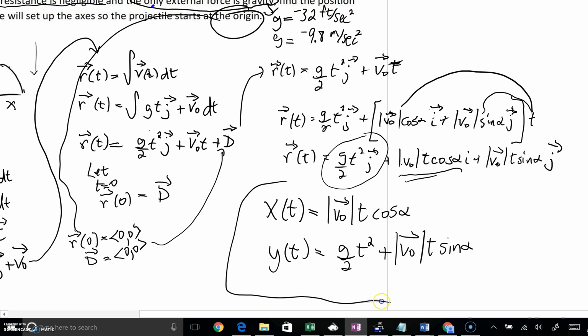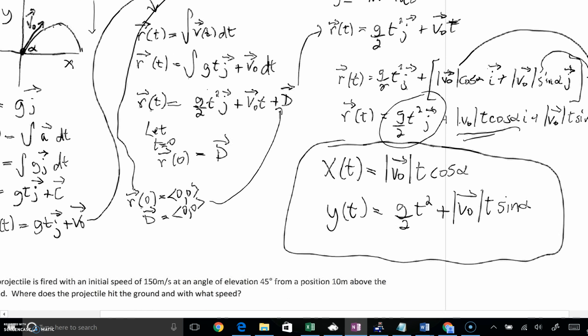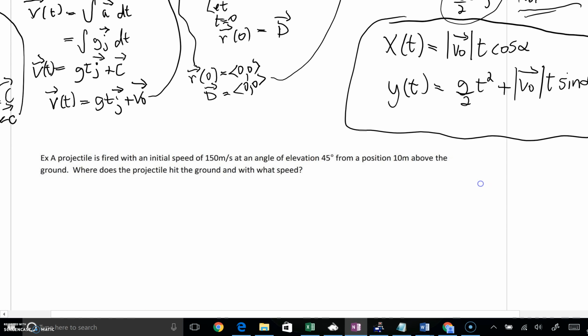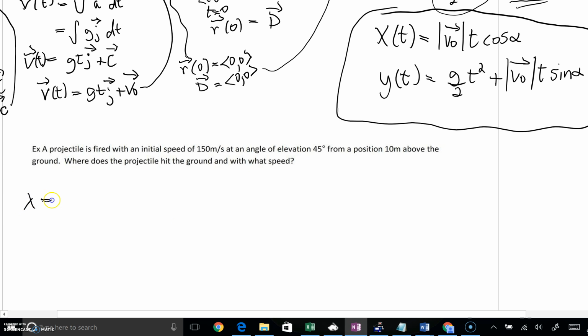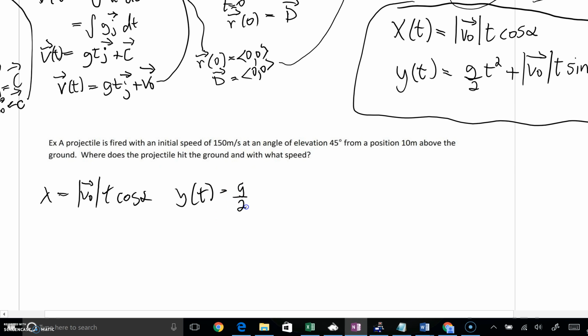So these are the typical formulas that you're going to see in a physics textbook when you're dealing with projectile motion. So with this in mind, we can now approach an application problem. And we can say, well, look, we know that x is going to be v naught times t cosine of alpha. We know that y of t is going to be g over 2 t squared plus, here's your length of vector v naught t sine of alpha. And let's just read this problem together.